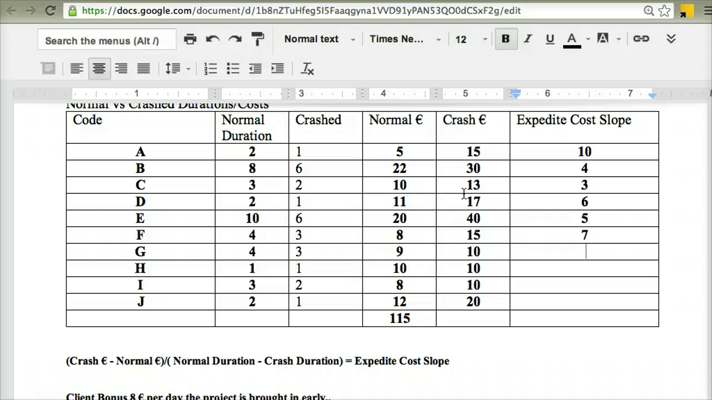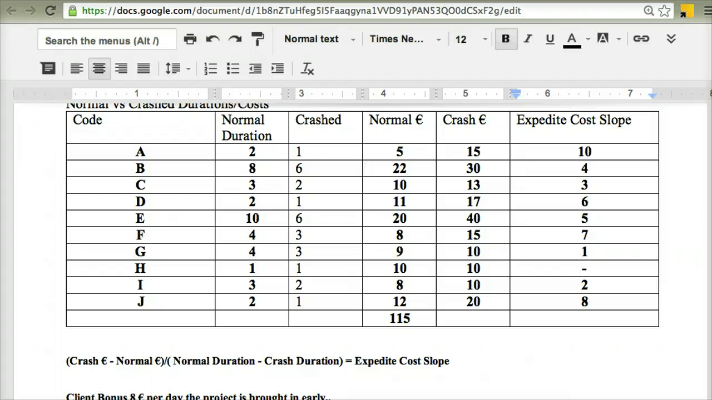Activity G is 10 minus 9, which is 1, divided by 1 is 1. Activity H, now hold on, activity H actually can't be crashed, so that's pointless. We'll just put a hyphen there. Activity I is 10 minus 8, which is 2. 2 divided by 1 is 2. And then activity J, 20 minus 12 is 8. 8 divided by 1 is 8.